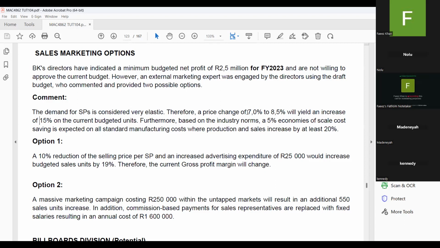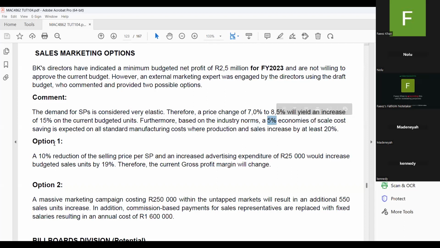So if we change our price, then our quantity will change by 15%. Okay, if we increase our units produced and our sales by 20%, then our manufacturing costs will decrease by 5%. So we might just take note of that.